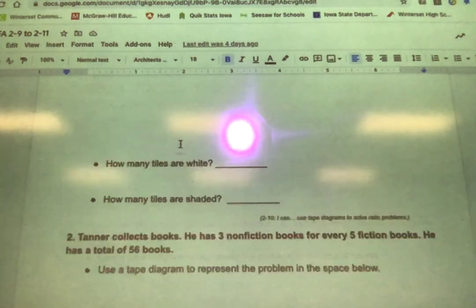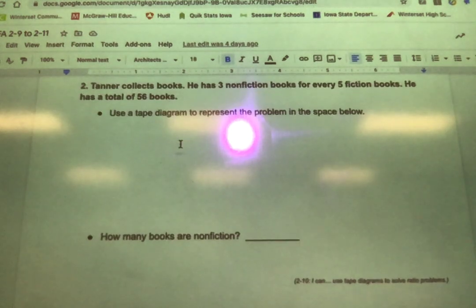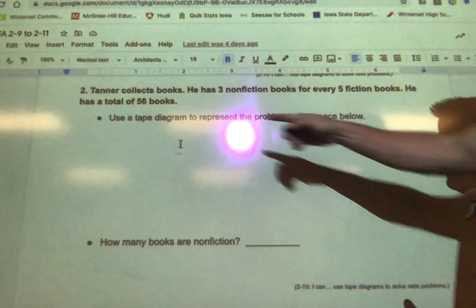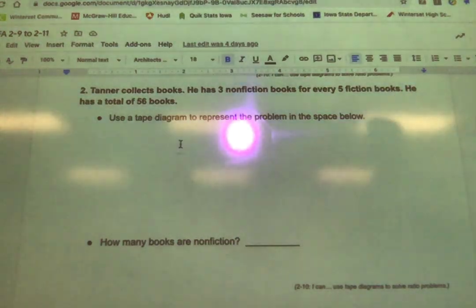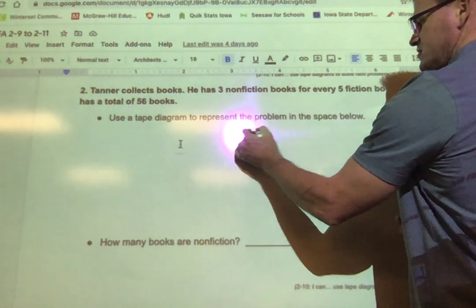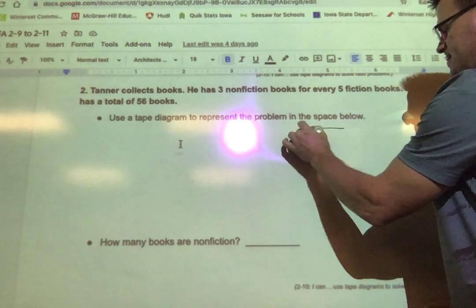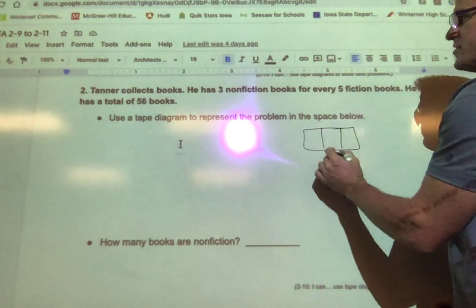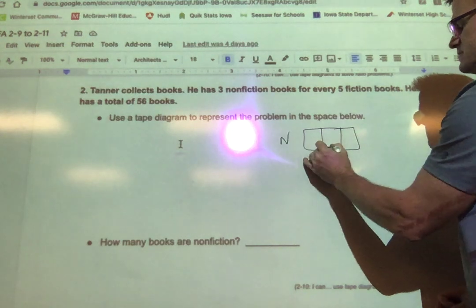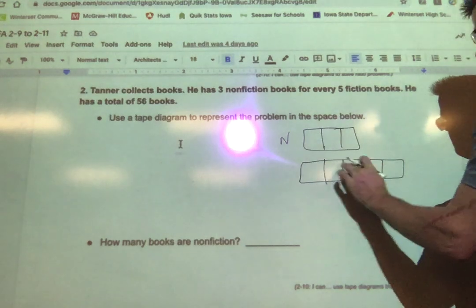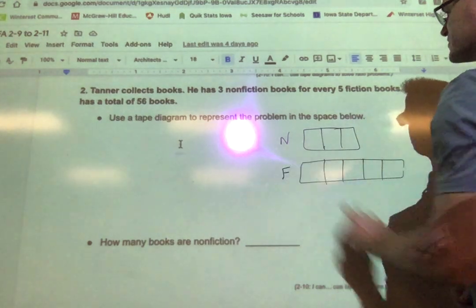Number 2, okay, it says Tanner collects books, and he has 3 nonfiction books for every 5 fiction books. He has a total of 56 books. So again, I'm going to use a picture to represent. They tell me I specifically need to use a tape diagram here. So we've got a 3 to 5 ratio. So I'll do the same thing with my tape and draw 3 for my nonfiction and 5 for my fiction. Make sure I label those correctly.